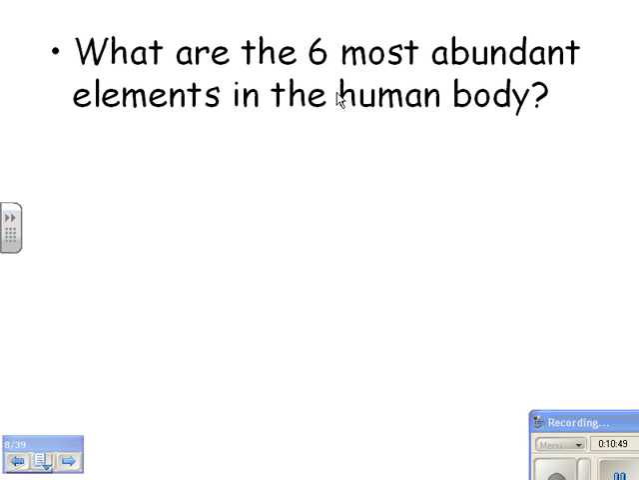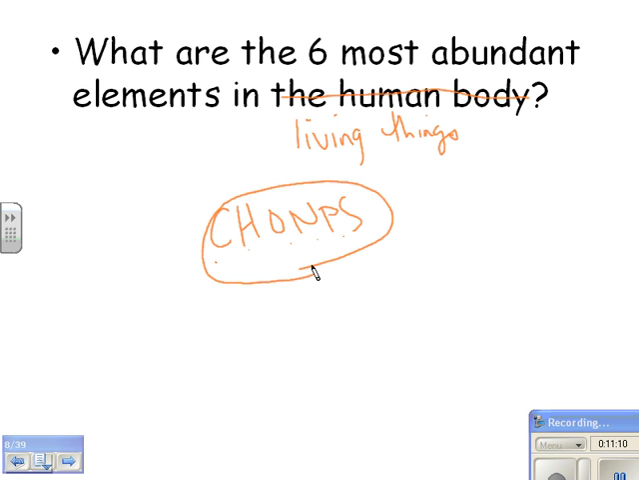What are the 6 most abundant elements in the human body? Gosh, this actually isn't a good question. We should say in living things, because in the human body it's actually a little bit different. So the thing I want you to remember is CHOMPS. Carbon, hydrogen, oxygen, nitrogen, phosphorus, sulfur. These are the 6 most abundant elements in living things in general. In humans, there's actually a lot of calcium, but I don't want you to remember that. What I want you to remember is CHOMPS. Carbon, hydrogen, oxygen, nitrogen, phosphorus, sulfur.